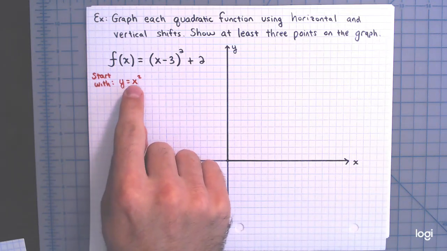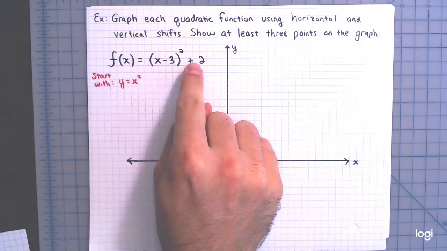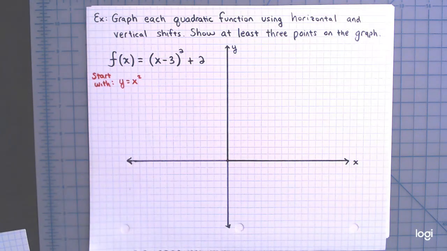I'm going to graph it in red, and every time I shift it, I'm going to graph it in a different color. Hopefully that comes through on the video. And then on another page, I'll graph what the final graph should look like, what the graph of y equals x minus 3 squared plus 2 should look like.